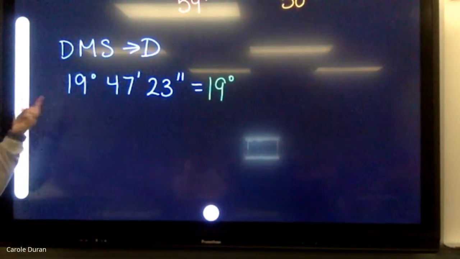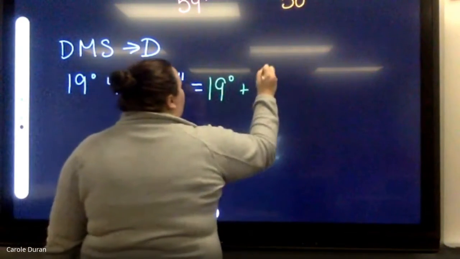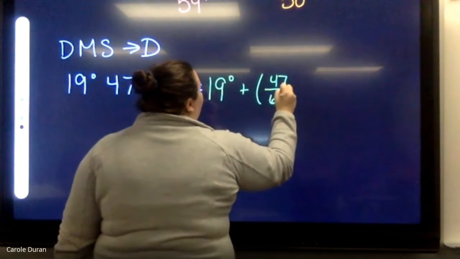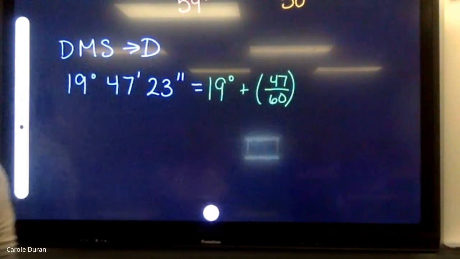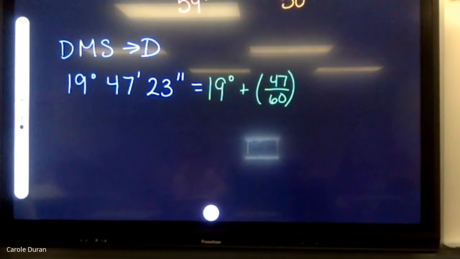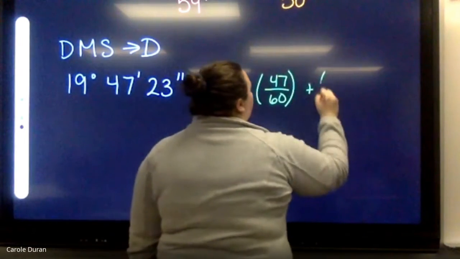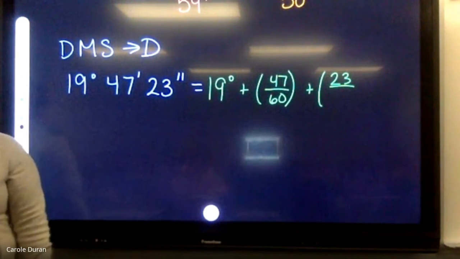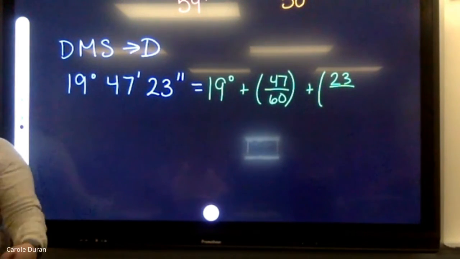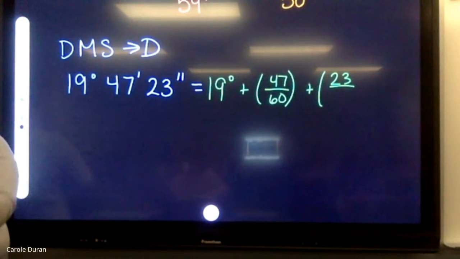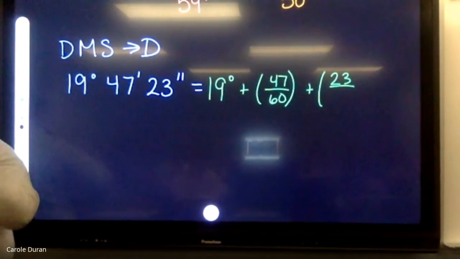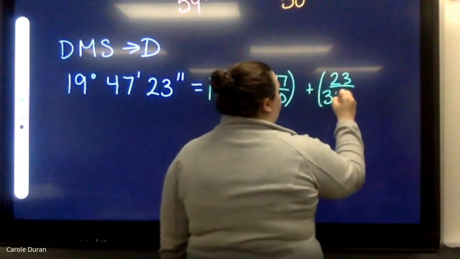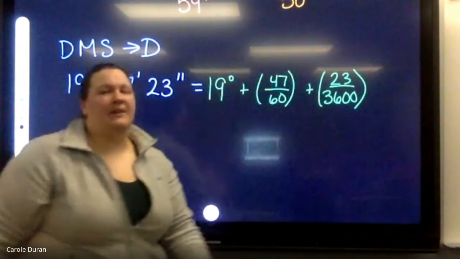Since this is a positive angle, I'm going to add to it my number of minutes divided by 60, because there are 60 minutes in a degree. And then I'm going to add to that my number of seconds divided by what? 3,600, because there are 3,600 seconds in a degree. If you can't remember that, 60 seconds in a minute, 60 minutes in a degree, 60 times 60 is 3,600. And then you just put that into your calculator and add it all together.